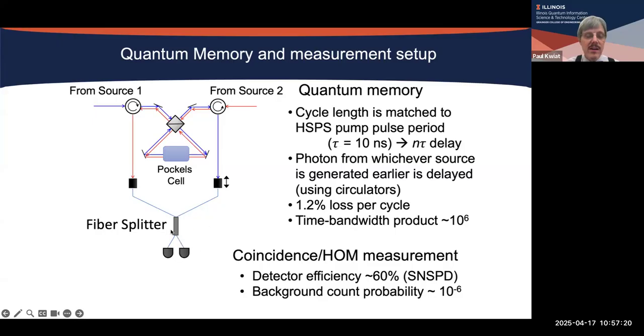In this particular protocol, we need to do a Hong-Ou-Mandel, so there were two photons coming in. In the ASPEN Net architecture, there'd only be one photon coming in, but we'd still be combining those two modes on a beam splitter, so similar to what was done here.